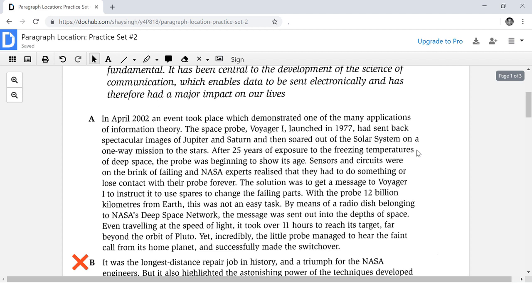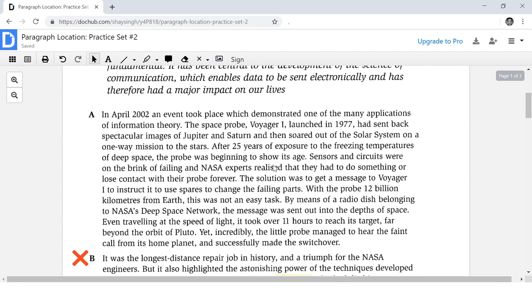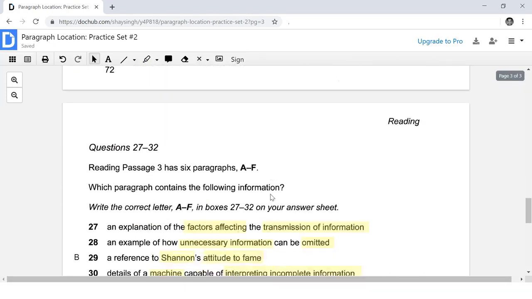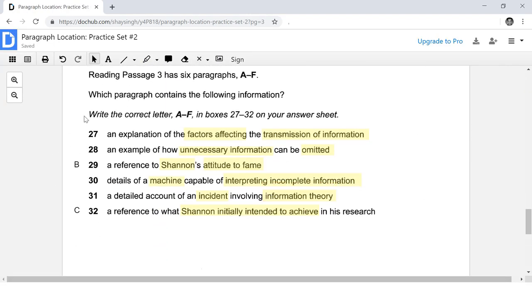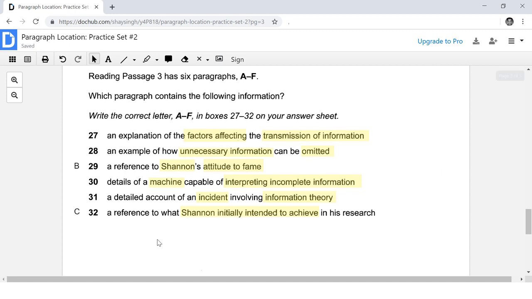Here we go. We're going to start off with paragraph A. Now over here I see the word failing. Here it talks about how the probe was beginning to show its age. And it's talking about failing parts. So what do you think this relates to? Something that is failing parts. Which question do you think that this information relates to? Can you guess?